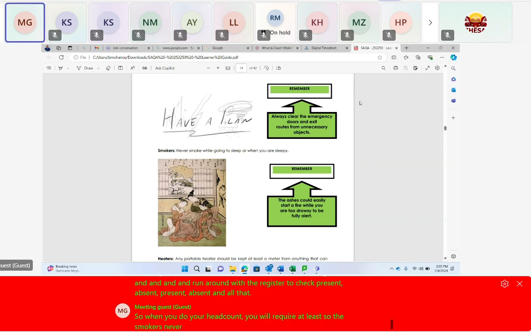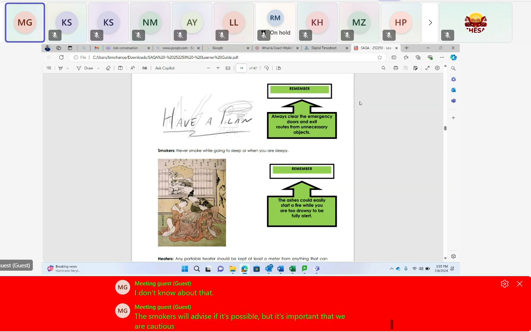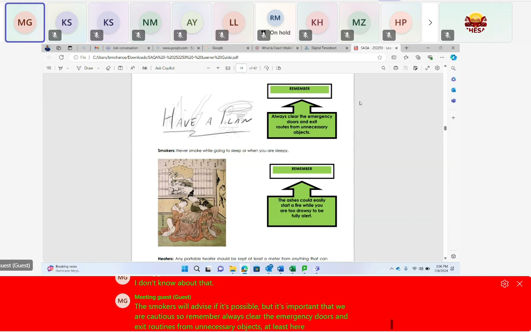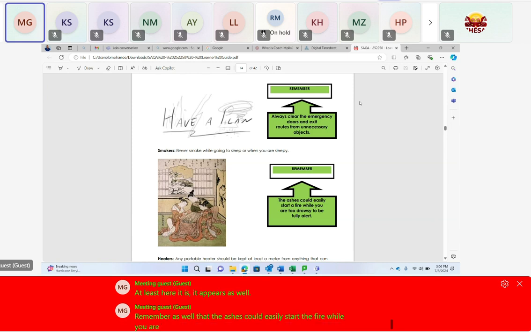Smokers, never smoke while going to sleep or when you are sleepy. The smokers will advise if it's possible, but it's important that you are cautious. So remember, always clear the emergency doors and exit routes of unnecessary objects. Remember as well that the ashes could easily start a fire while you are too drowsy to be fully alert.